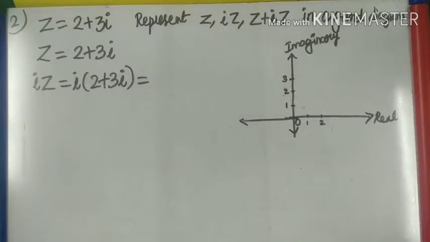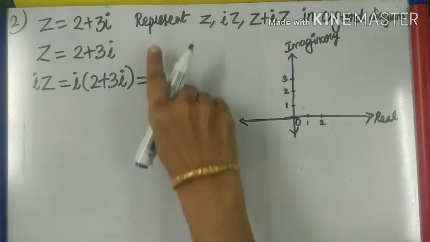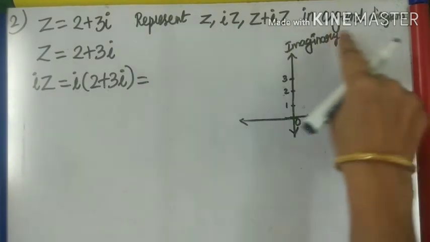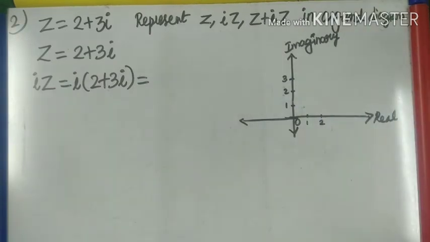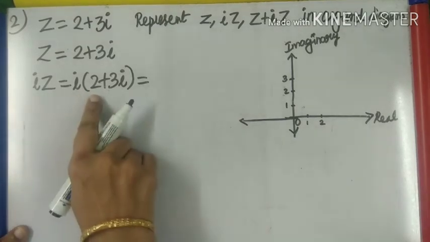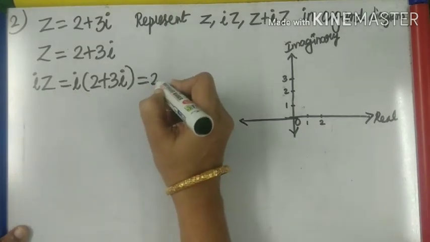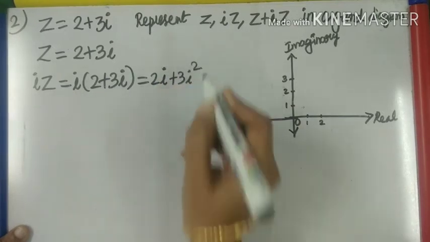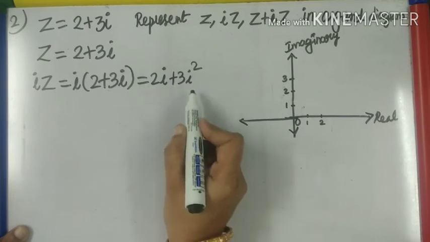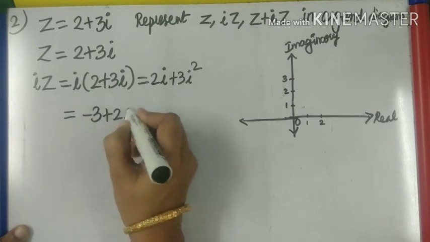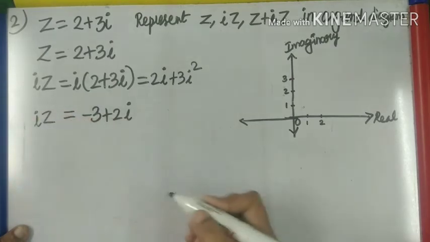Question number 2. z equals 2 plus 3i. We need to represent z, iz, z plus iz in the Argand diagram. Let us find out what is iz. i into z value: i into 2 is 2i, i into 3i is 3i square. What is i square? -1. So minus 1 into 3 is minus 3 plus 2i. So this we call iz.